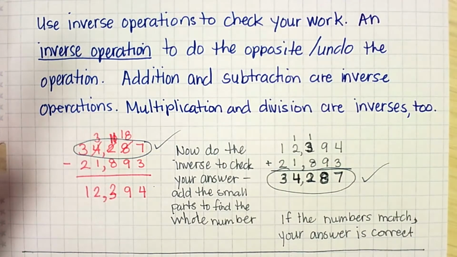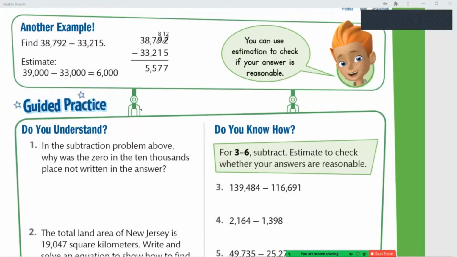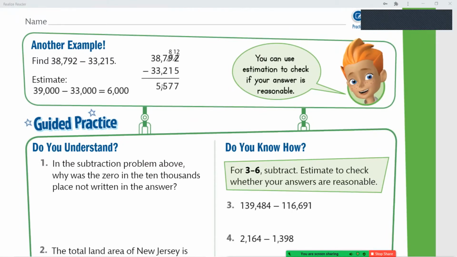So let's go ahead and take a look at our guided practice. For number 1, it says, in the subtraction problem above, why are the zeros in the 10,000s place not written in the answer? Let me show it to you. This is the example that they were talking about. They're asking, why is the 0 in the 10,000s place not written over here? So when your largest place value is 0, you don't write it in because it has no value.